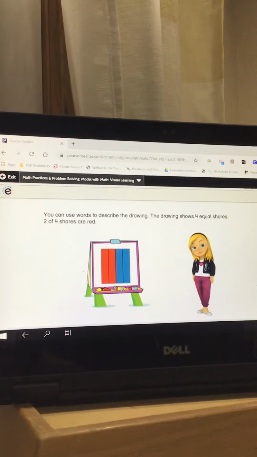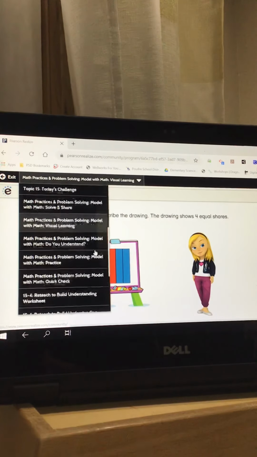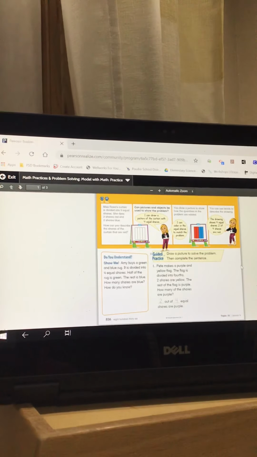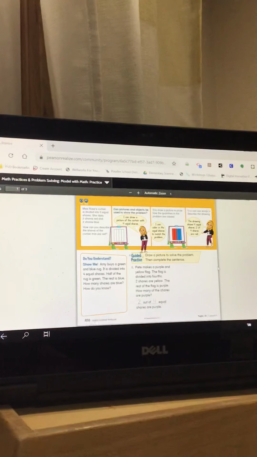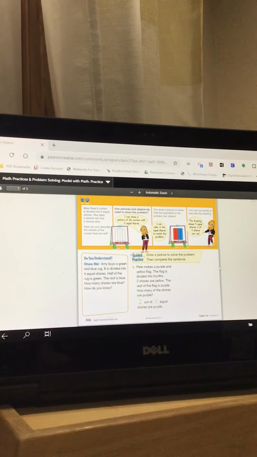All right. Let's take a look at our practice today. Okay, now everything that we're going to be doing today has to do with what we were just talking about, drawing a picture to solve the problem. Now on this screen, I don't have the ability to write on it. It was updated, but I don't think I can write on it still. No, I can't write on it anymore. But this says, draw a picture to solve the problem, then complete the sentence.